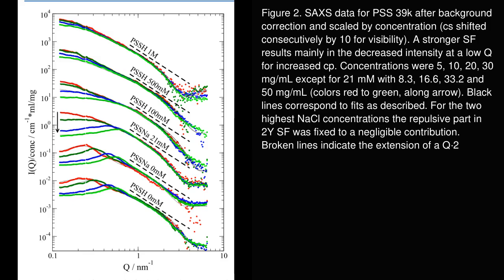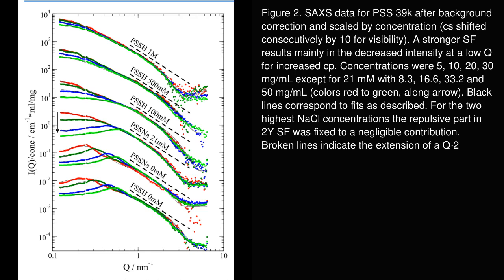Figure 2 shows small-angle X-ray scattering, SAXS, data for PSS 39K after background correction and scaling by concentration. The observed scattering intensity I(Q) reflects the product of individual polymer form factors and their structure factor S(Q), which describes interchain correlations. The data span various polymer concentrations and salt conditions, with color coding indicating increasing polymer concentration. The key observation is that at low Q values, the intensity decreases more strongly with increasing polymer concentration due to a pronounced structure factor effect, indicating stronger interchain interactions.